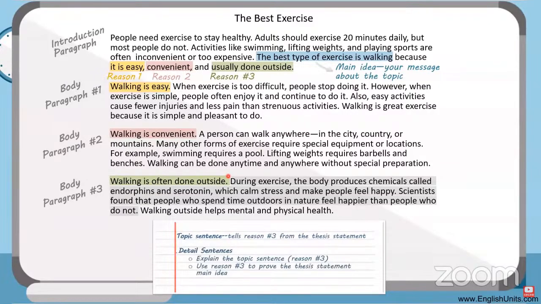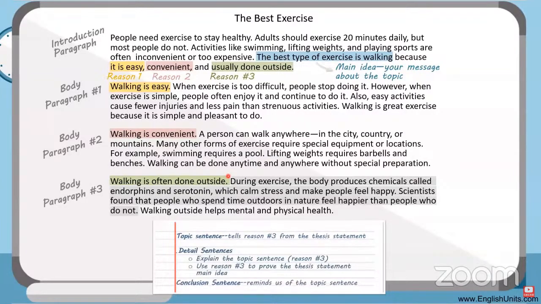Do you see how these detailed sentences explain our topic sentence that walking is often done outside, and tell why both exercise and being outside are important? They also prove that our thesis statement main idea is true by using that reason. Walking is the best type of exercise because it's done outside, unlike many other exercises.